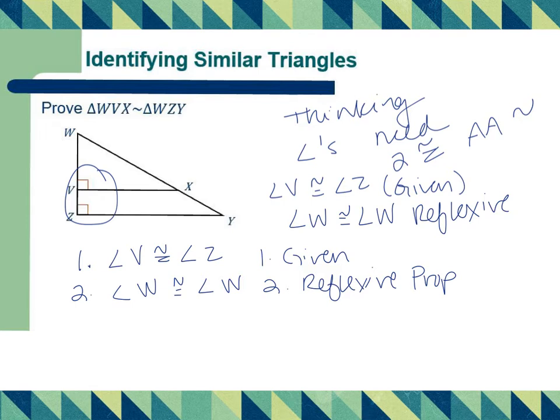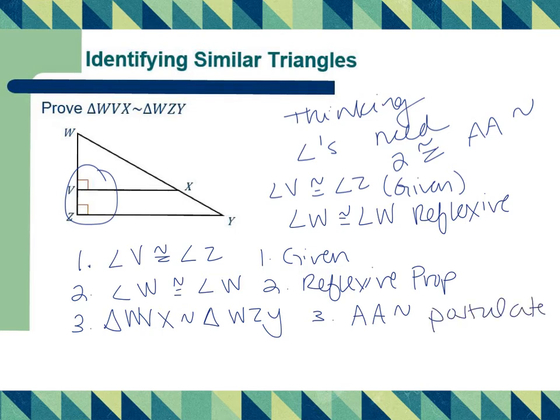So if I can establish in my proof that there's two pairs of congruent angles, corresponding congruent angles, then I can now say that triangle WVX is similar to triangle WZY. And the reason for that is the angle-angle similarity. Technically, it's a postulate, but if you can remember angle-angle similarity, I'm okay with that.